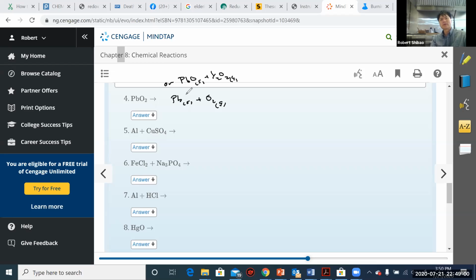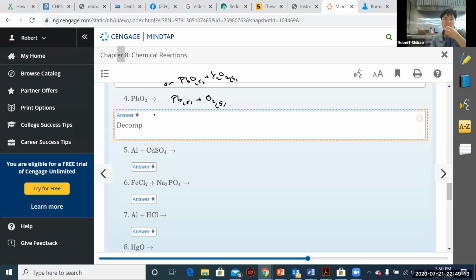Or maybe other things, but these seem reasonable. Lead 2 oxide or lead, and oxygen is a decomposition reaction. I think that's what they're looking at. This is a redox reaction. Lead 4 is going to +2 or 0. Oxygen is going from -2 to 0. This is redox.